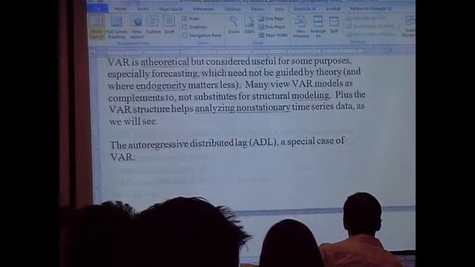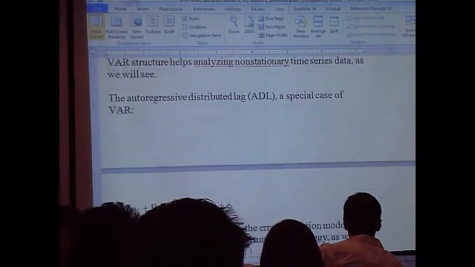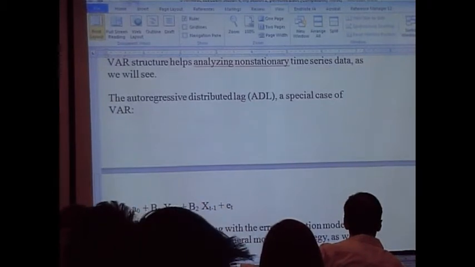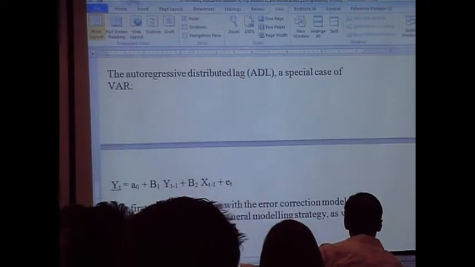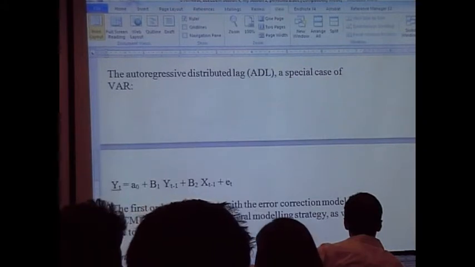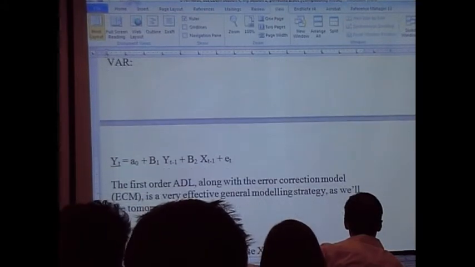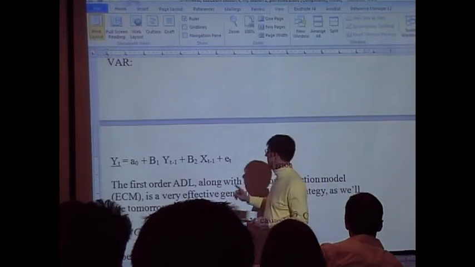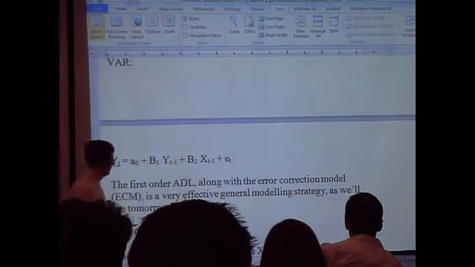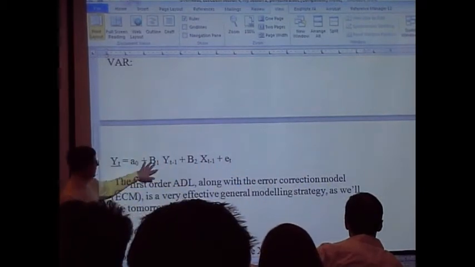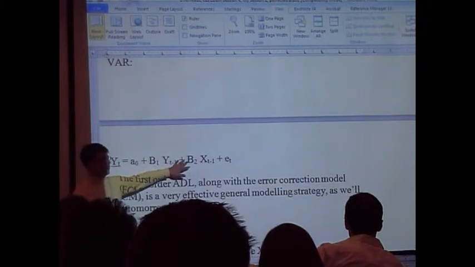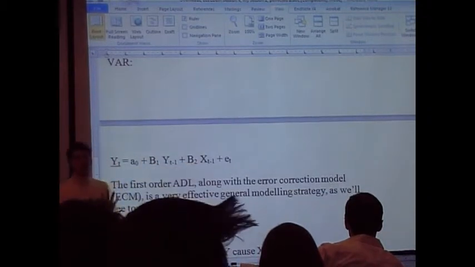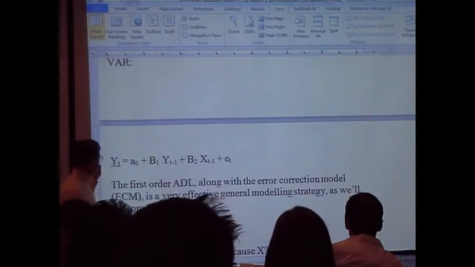Okay, so basically think of it as a bunch of lagged y's and a bunch of lagged x's. That's the approach. Now, there's one special case of the vector autoregression model, which is this one right here. And here, y at time t is a function of y at t minus 1 and x at t minus 1. It's a first order autoregressive distributed lag model. That's what we call it. Autoregressive distributed lag. This is a really, really important model.